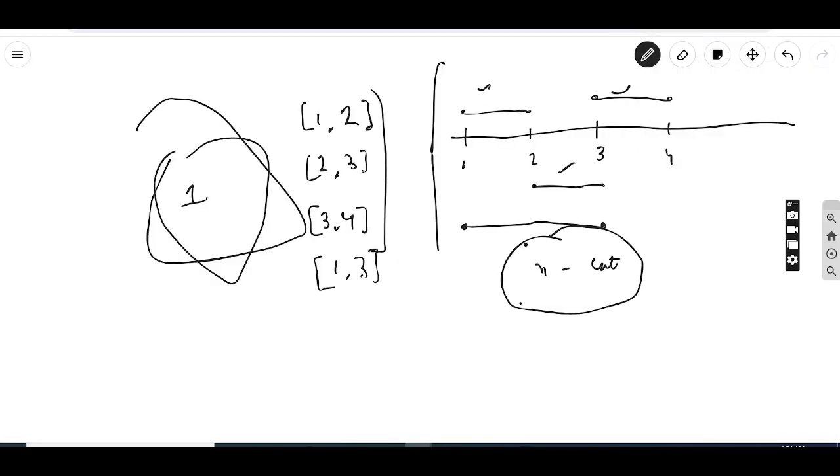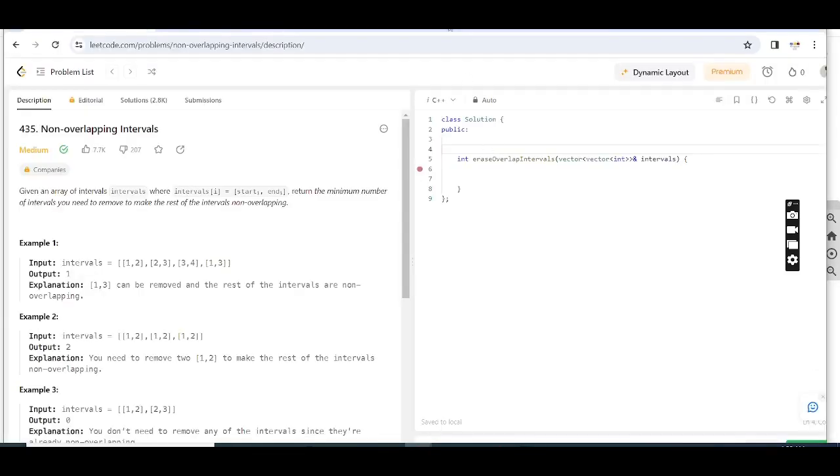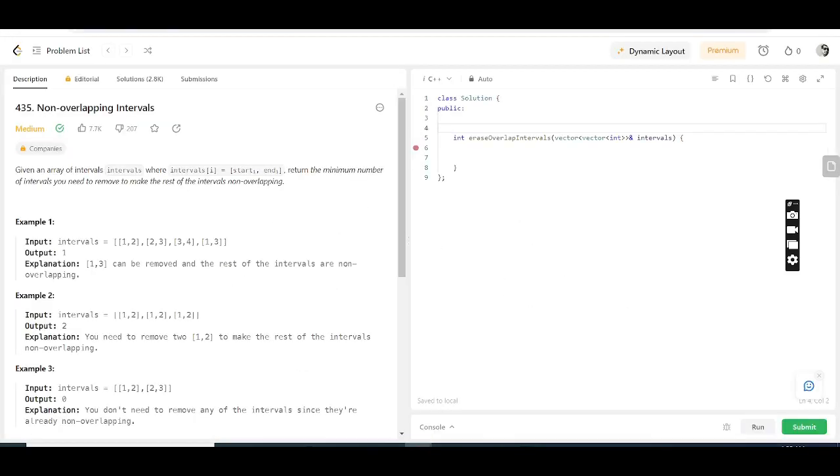So how can we do that? Let's see. To do so, here this is basically our screen.